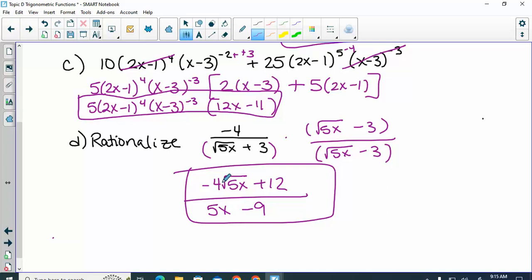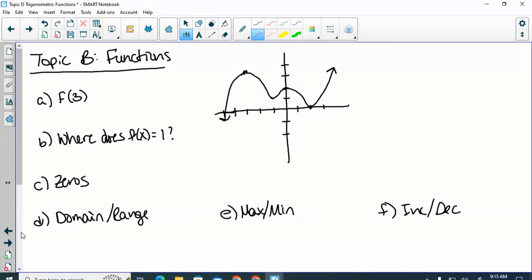Topic B, we went into functions. We started out just looking at graphs and answering questions about a particular graph. So if I looked at this, if I asked you for f of 3, what that means is find y when the x is equal to 3. So I go to my graph. When my x is 3, I'm here on my graph. What's the y value?